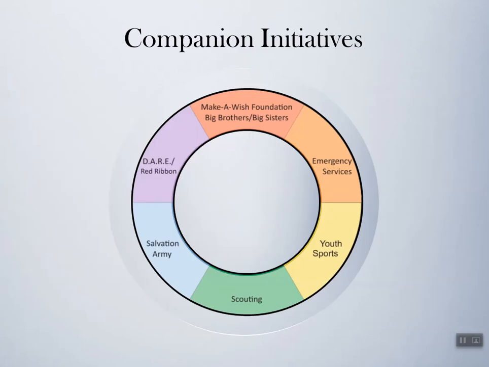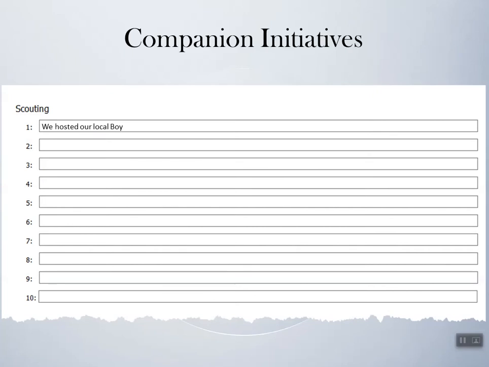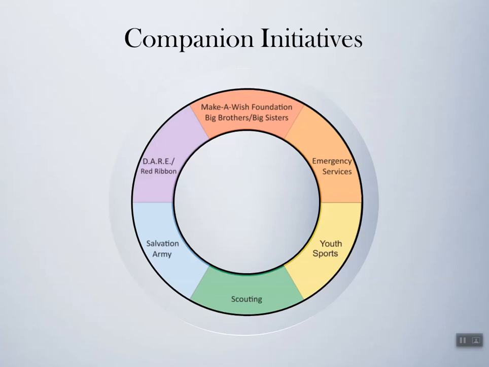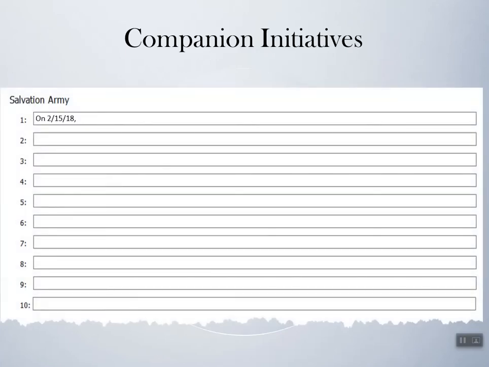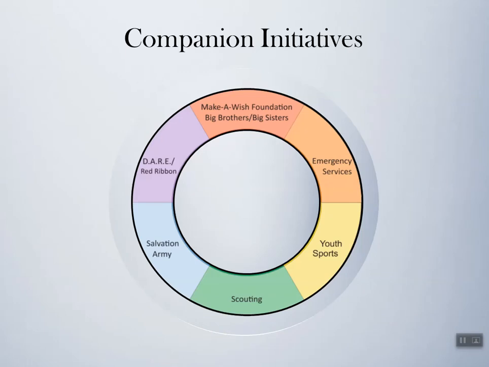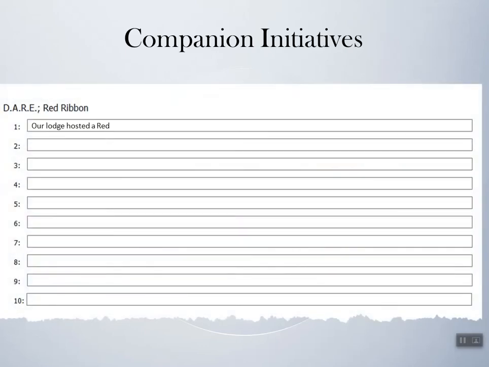Scouting also falls within our companion initiatives. Any hosting or donating that your lodge has done for local Boy Scout and Girl Scout troops should be entered here, even if it's as simple as you provided them with storage space. Companion initiatives also includes the Salvation Army. Enter your lodge's donations and efforts in volunteerism to the Salvation Army here. And finally, within the companion initiatives, we have the DARE and Red Ribbon programs. Please enter any donations or efforts or hosting for these two programs that your lodge has done here.